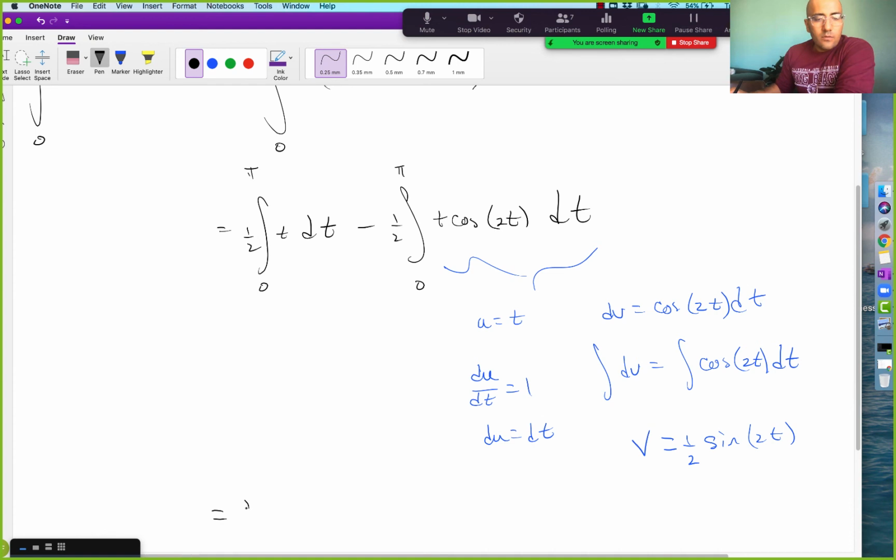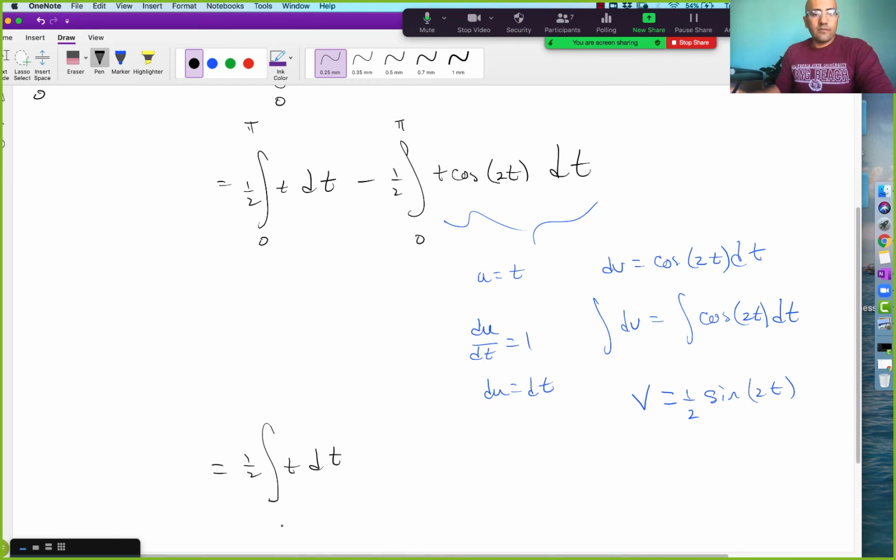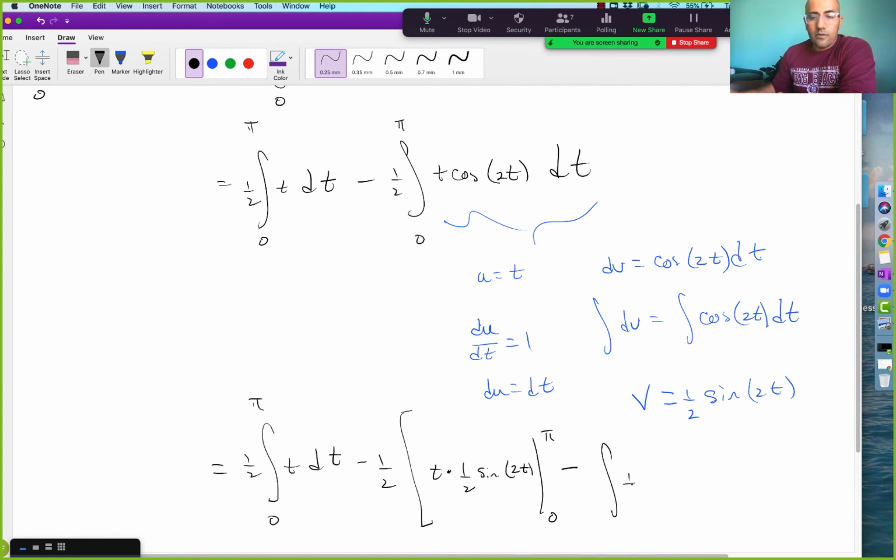so let's leave this alone for now, t dt, going from 0 to pi, minus 1/2, giant bracket, and then instead of this integral, we'll end up getting t times 1/2 sine of 2t evaluated from 0 to pi, minus the integral of these two. It's going to be equal to 1/2 sine of 2t dt from 0 to pi.